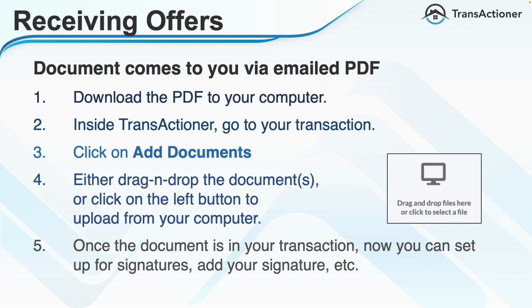Inside TransActioner, you can go to that transaction, click on the Add Documents button, and then you can either drag and drop the documents onto the left button where it says Drag and Drop Files Here, or you can click on that button to select a file from your computer. Once the document is in your transaction, now you can set up for signatures, add the agent's signature, etc.